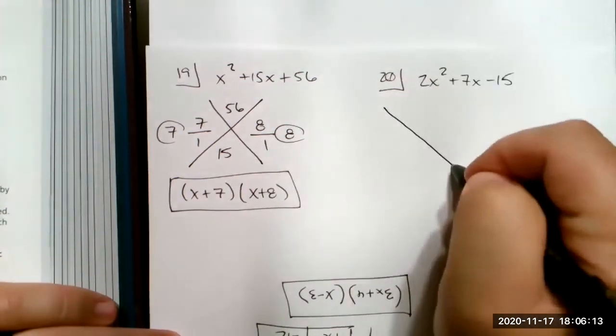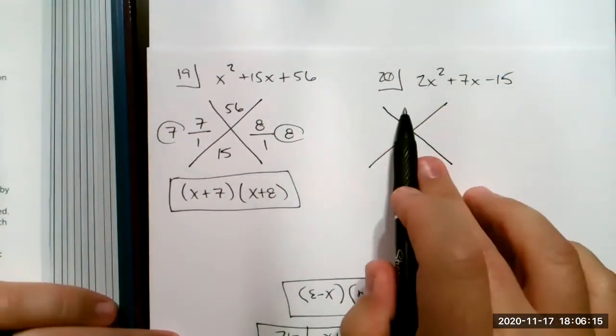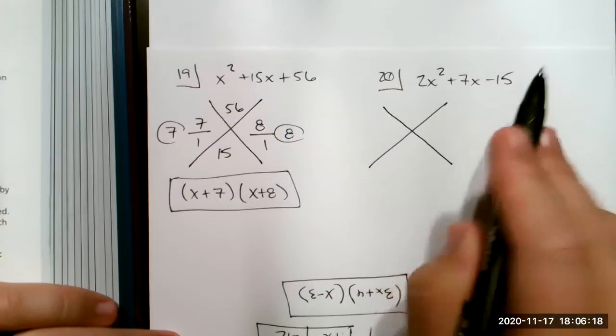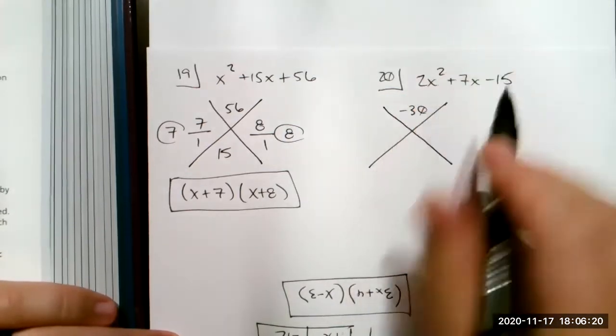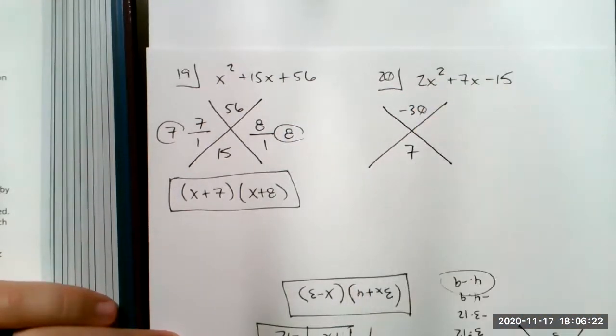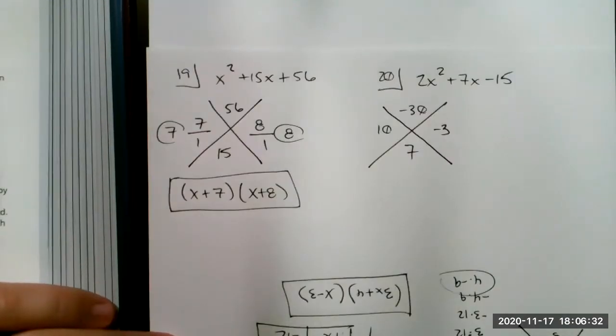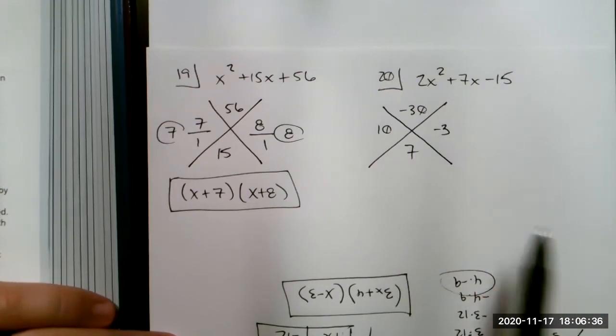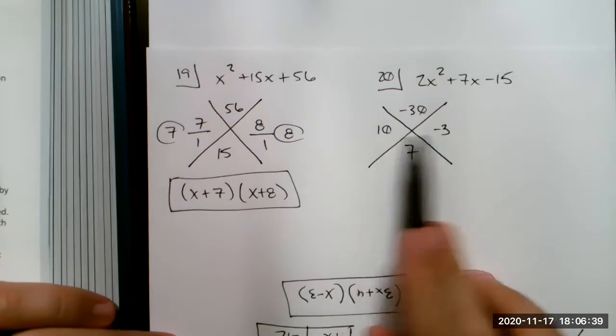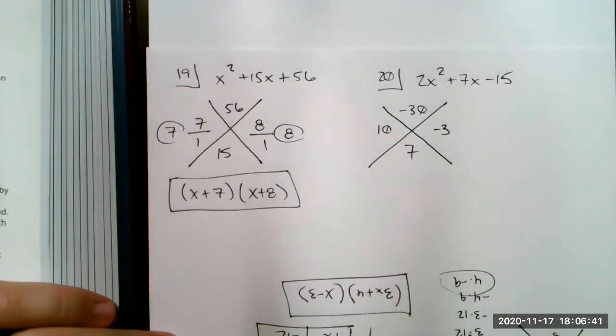So I'm going to draw myself a cross. A times C goes up top, so 2 times negative 15. B goes down below. So two numbers that multiply to negative 30 but add to 7, I think that's going to be 10 and negative 3. You can see how quick these go, the more familiar you get with it, and also the better you are with your multiplication facts. This can go fairly quick.